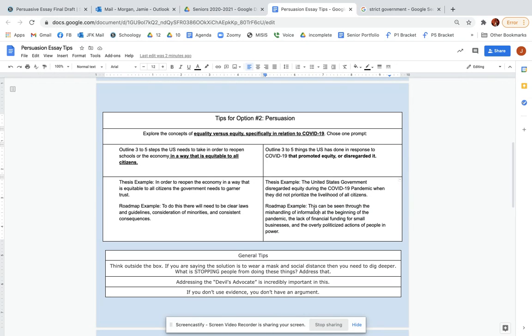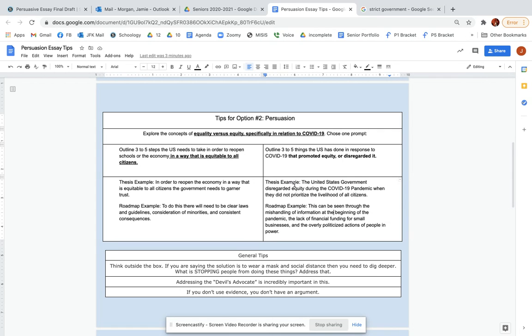So my roadmap example would be, this can be seen through the mishandling of information at the beginning of the pandemic, the lack of financial funding for small businesses, and the overly politicized actions of people in power. So when we're focusing on not being direct and listening to experts, and not funding people that need funding, and making everything about the election instead of about the pandemic, we're not prioritizing the livelihood. So my paragraph would be about the first part, and then I would tie it back to, by doing this, we neglected to think of this element of the citizens.